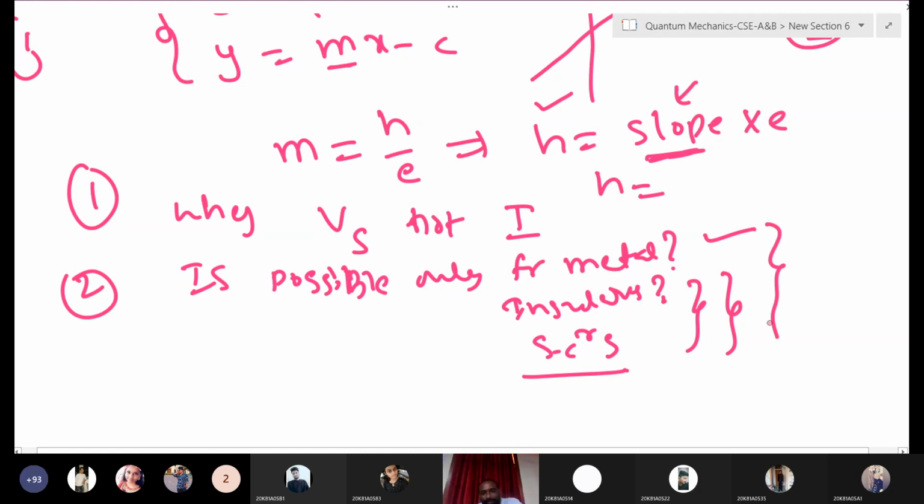Are the questions clear? Yes, sir. We have discussed only metals. Is it possible to get the photoelectric effect for insulators and semiconductors? If not, why? If yes, why? How will we get it? And the first question you already know. Please go through these questions. You have to answer these two questions tomorrow.